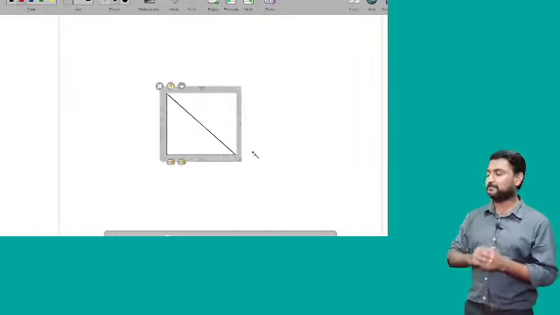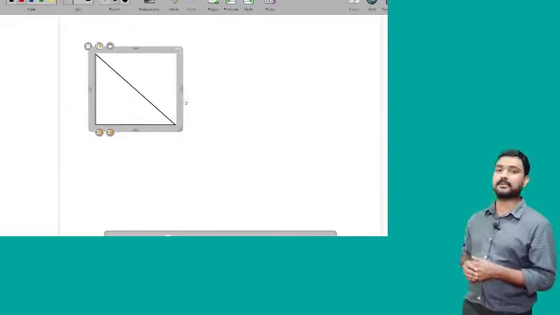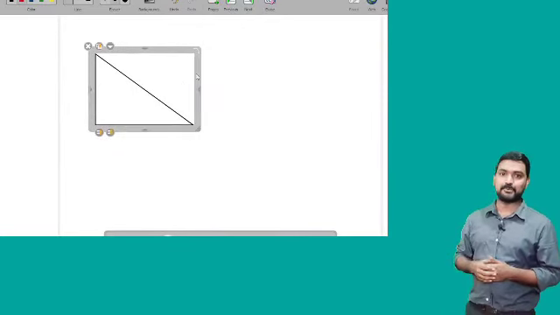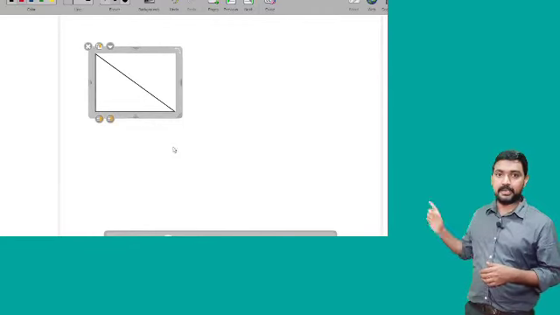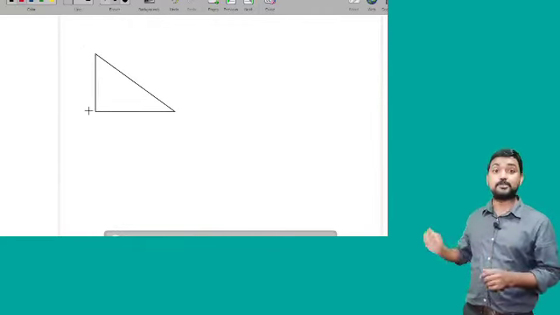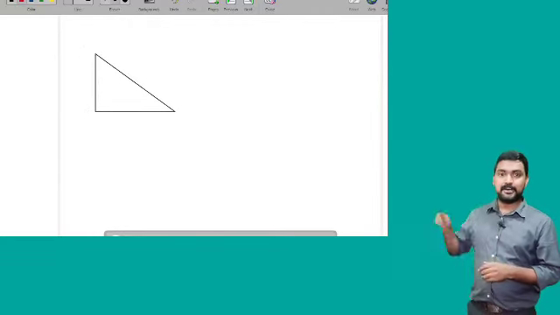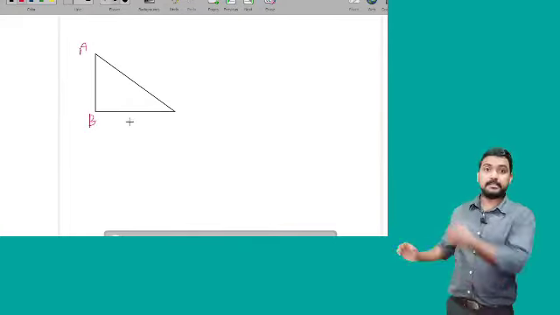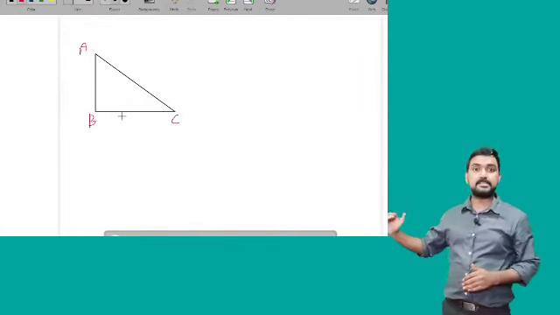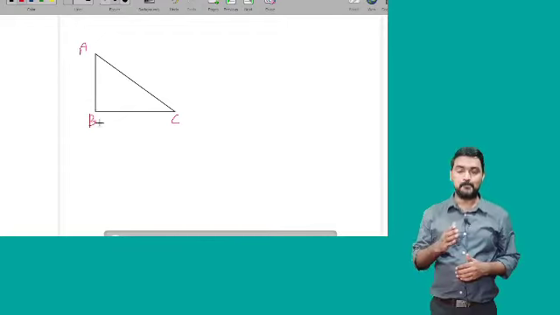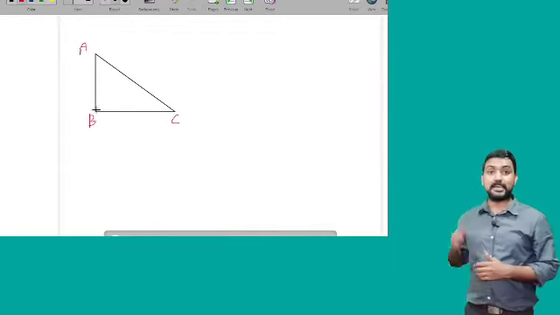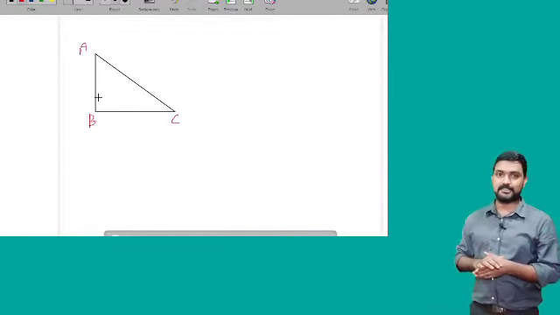For example, look at this triangle which is familiar to you. Here AB and BC, just observe these two sides. AB stands vertically and BC stands horizontally. So, which makes 90 degree. AB and BC are perpendicular.